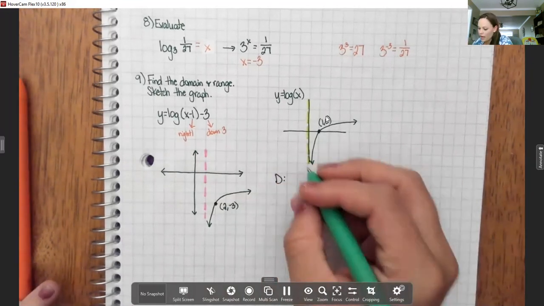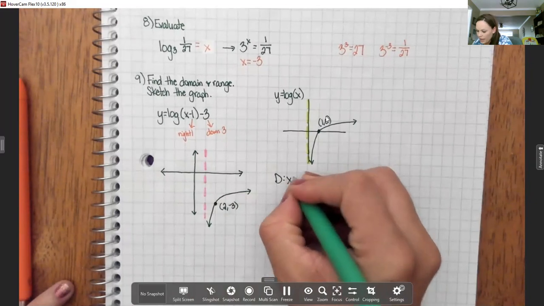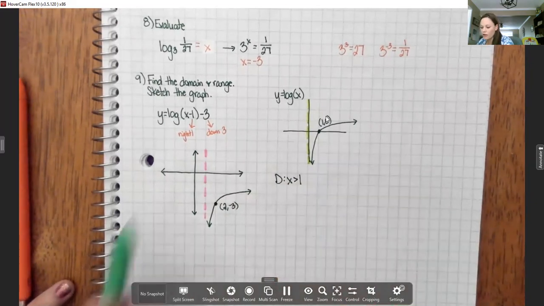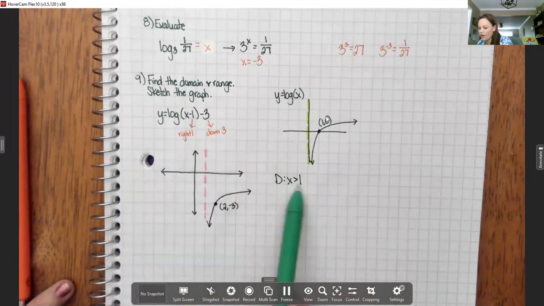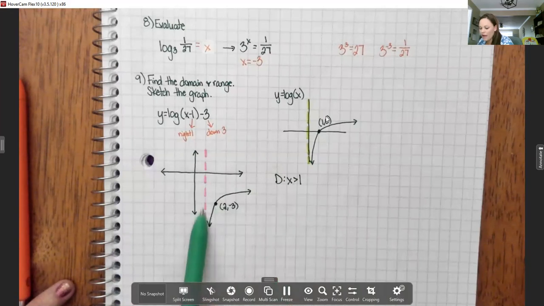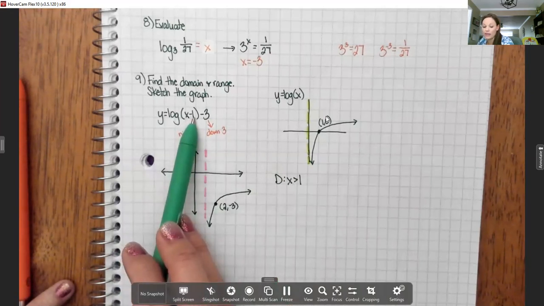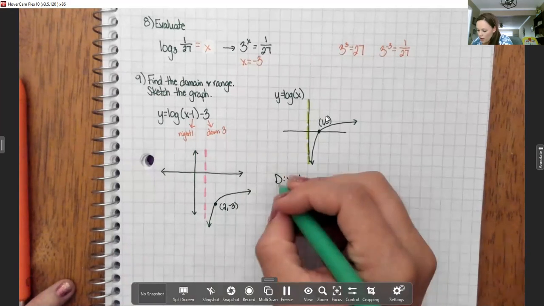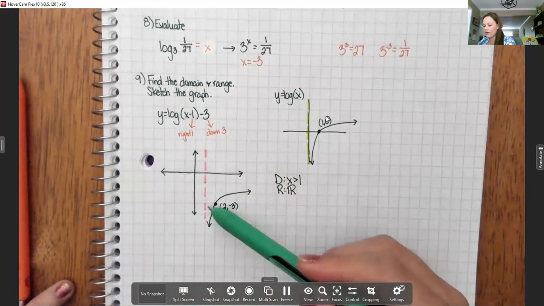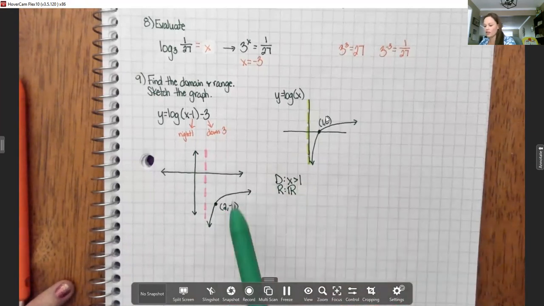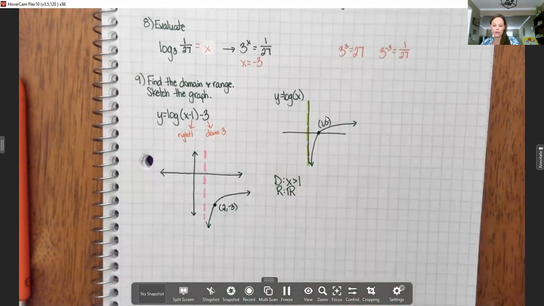So our domain is x is greater than 1. Notice that's my h value. That's always the case. X is greater than your h value, because that's where we have our asymptote. Our asymptote is always there. And then our range here is just all real numbers. For these log graphs, they go down forever and they go up forever. They just go up more slowly.